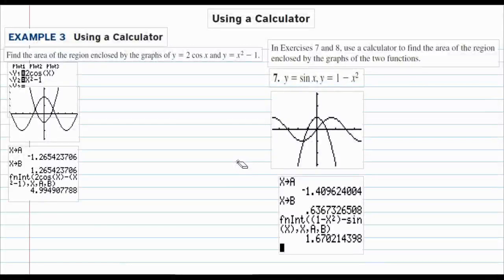This is the screencast for section 7.2, example 3. This is going to be a little bit more practice. This time we're going to have some weird intersections that we need to use for our lower limit and upper limit of integration in finding area in between two curves.